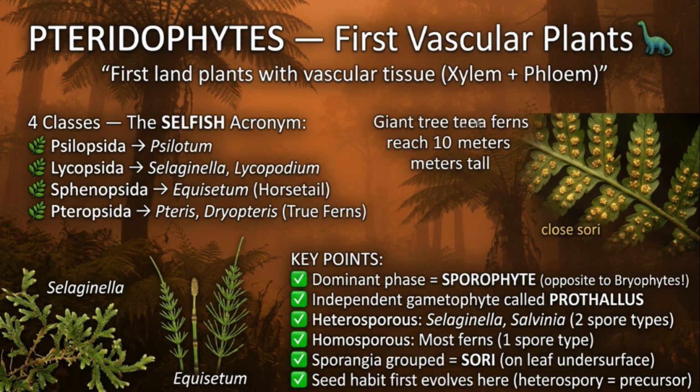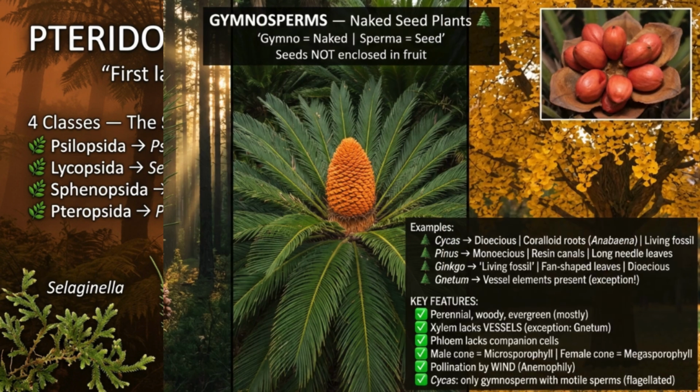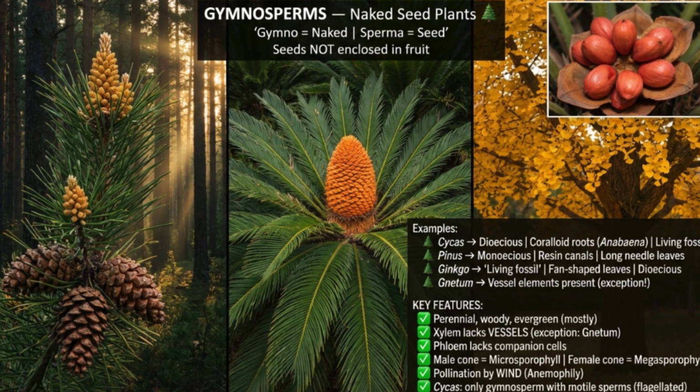Now, the big split in pteridophytes, homosporous versus heterosporous. Most ferns produce one type of spore, homosporous, but Selaginella and Salvinia produce 2 types, micro and megaspores, making them heterosporous. And heterospory is considered the evolutionary precursor to the seed habit. Beautiful logic, right?